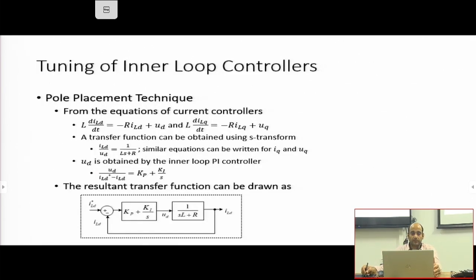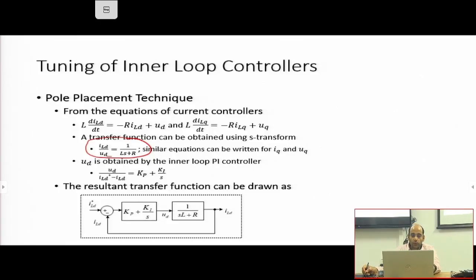We start from these two equations, and now you can convert them to the transfer function form, the Laplace variable form. So you see, the current relates to the UD control variable like a simple first order transfer function, 1 by Ls plus R. It becomes so simple, 1 by Ls plus R. Now I am doing this only for the D axis, and the same will be for the Q axis. So now you have this transfer function that relates ILD with UD as 1 by Ls plus R.